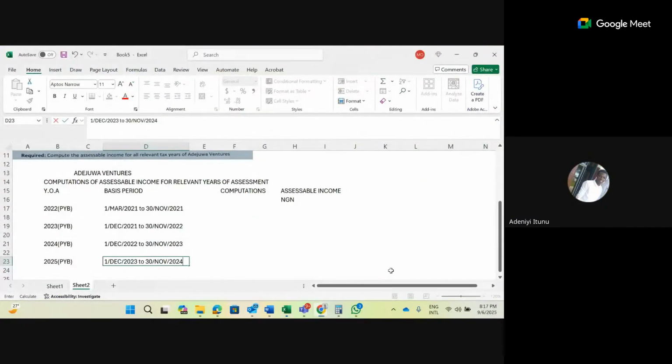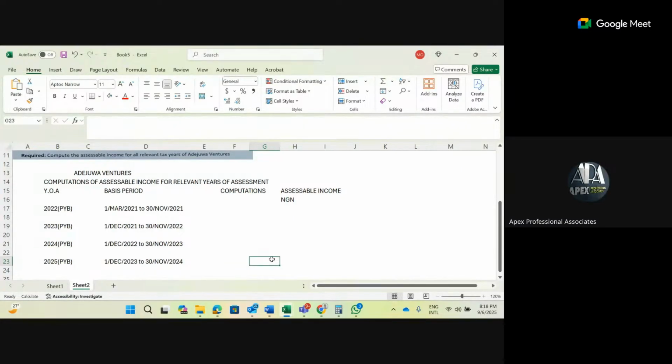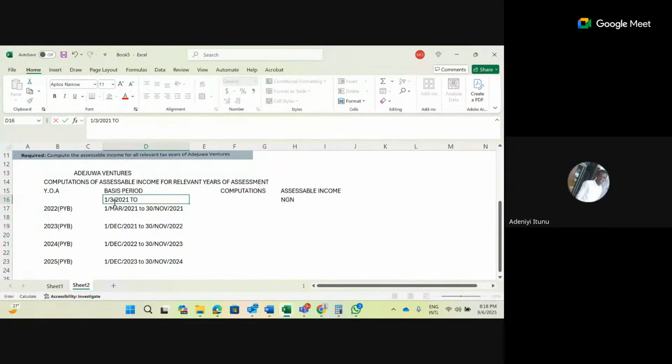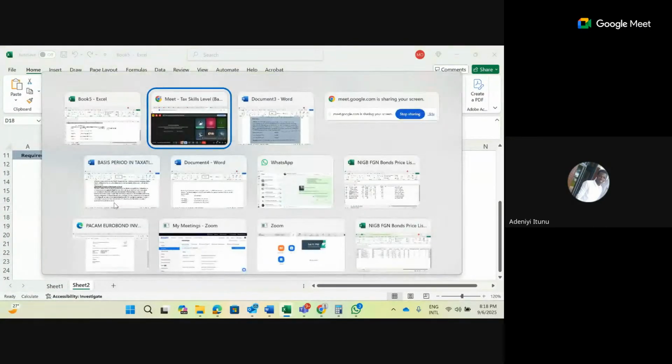Good evening, sir. Okay, so my question is this: the way you are writing the month in figures, can we do that in the exam? You can write in figures, you can write in alphabets. Can we do that in exam? You can use any method. You can write 1st of March 2021, or 30th of November 2021. Any method you can use.